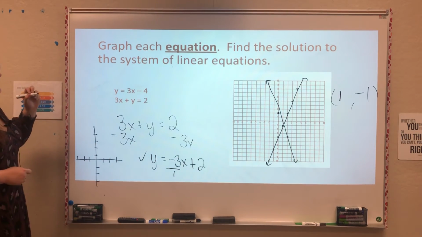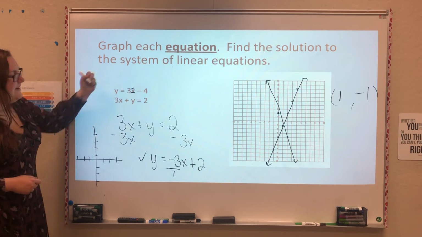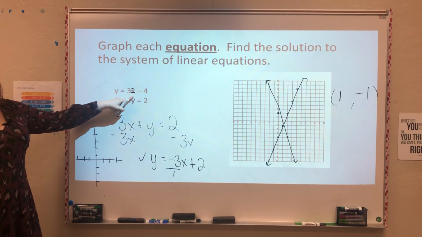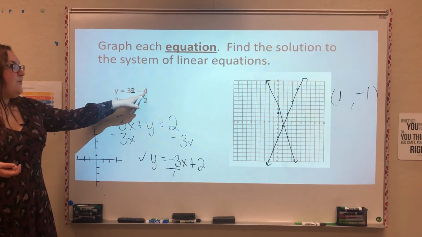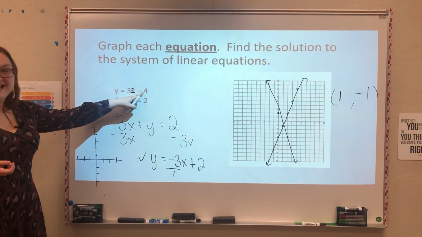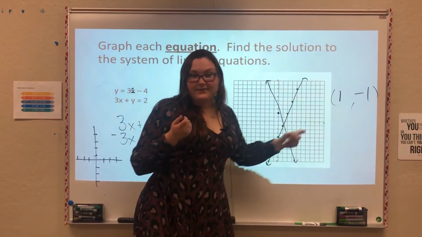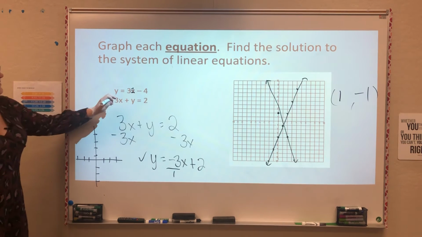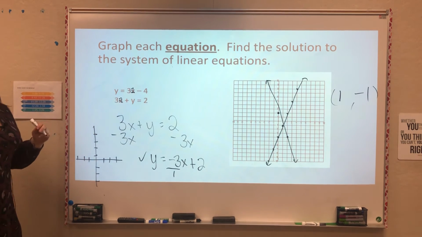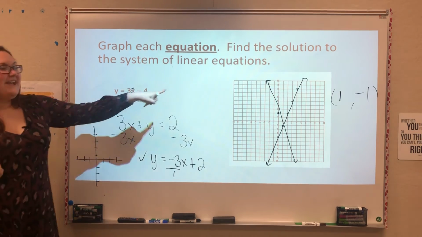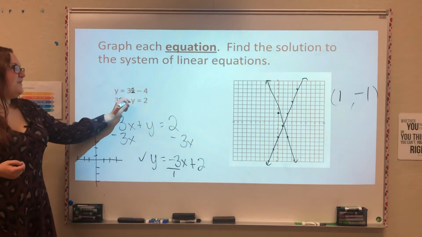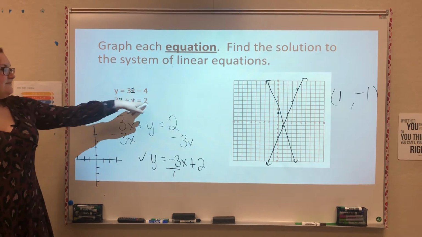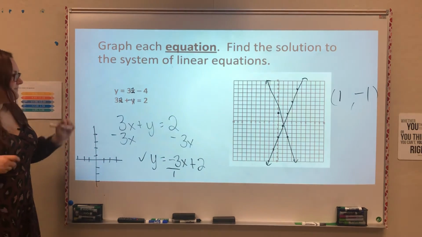If I were to put 1 for x, put a 1 right here, 3 times, put a little multiplication sign. 3 times 1 is 3. 3 minus 4 would give me y. 3 minus 4 is -1, and y is -1. We could do the same thing down here. 3 times my x, which is 1. 3 times 1 is 3. And then our y is -1. So 3 times 1 minus 1. Well, 3 times 1 is 3. Minus 1 gives me 2. That's what I'm looking for.